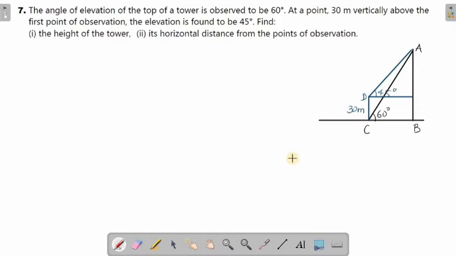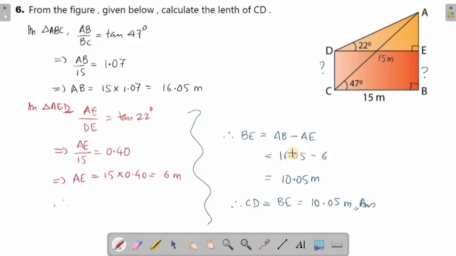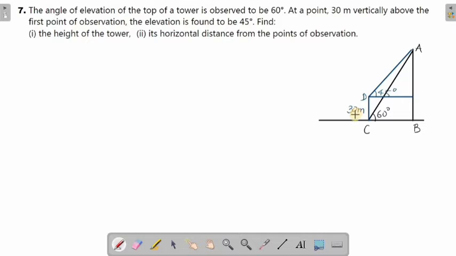Now just look at this problem and the earlier problem. Aren't they same? Yes, they seem to be same, right? Now the question is asking to find the height of the tower. So you need to find AB. Let me call this point E. You need to find first AB. Later on you need to find its horizontal distance from the point of observation, so basically you need to find BC. The horizontal distance means you have to find BC. If this is 30 meter, then this is also going to be 30 meter.